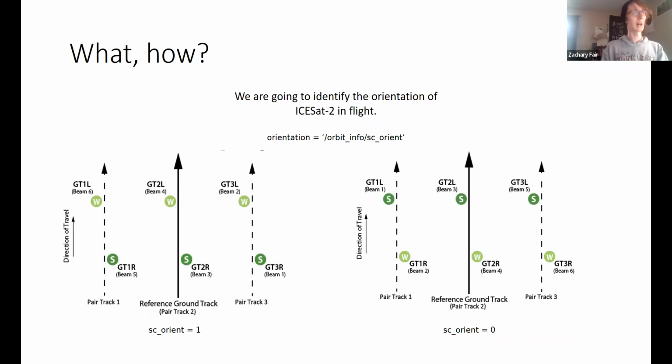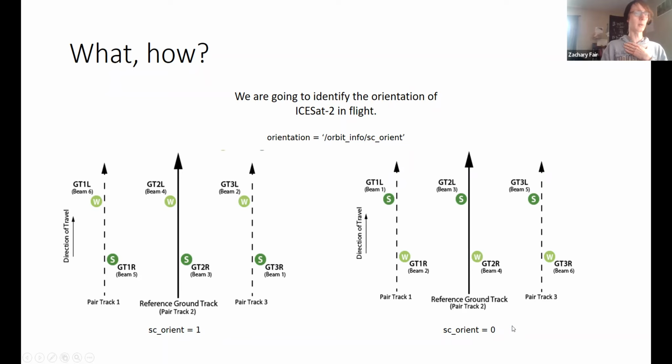The whole idea behind it is that what governs whether or not the designation is strong or weak is highly dependent on the orientation of ICESat-2 itself. And each of the data products has this hierarchical structure that contains the orientation in this directory right here under the variable sc_orient. And depending on that value, that value essentially governs which of your beams will be the strong and the weak ones.